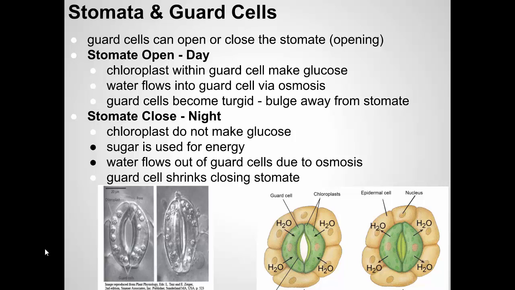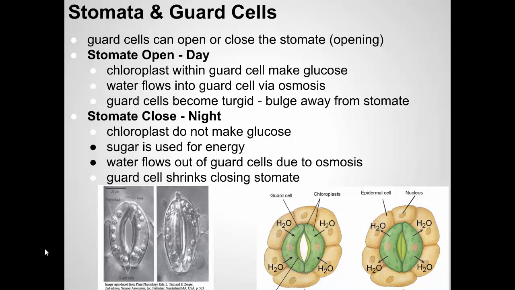But at nighttime, is any sugar being made here? No, that sugar stops being made. It's used as energy, and then that process reverses. Now these guard cells lose water and they deflate and close up that opening, and it shuts down. And so now water can't evaporate out, but at the same time carbon dioxide can't get in.